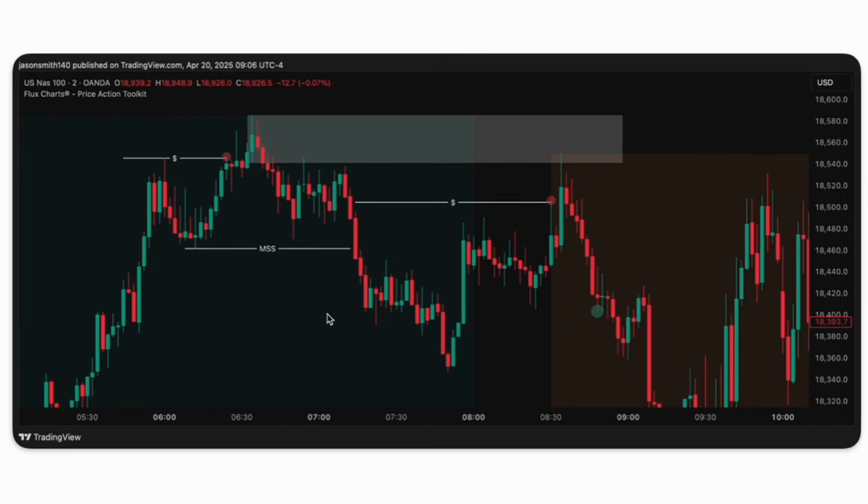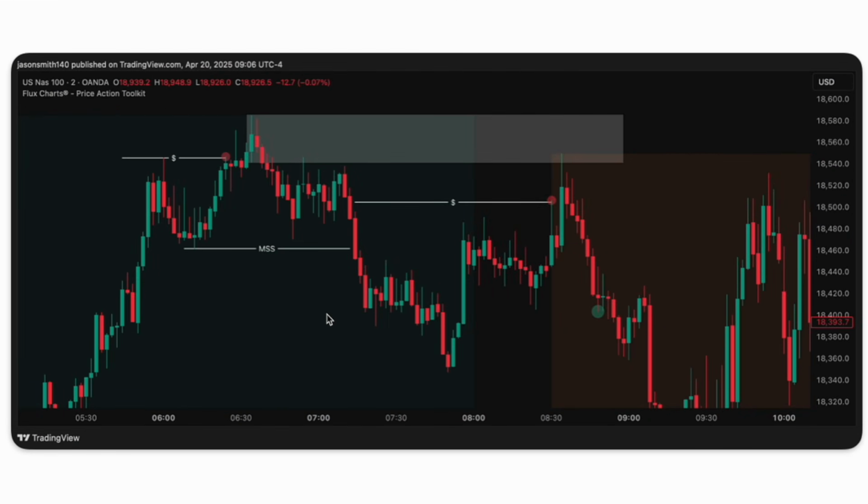So here are a few live chart examples. As you can see here, we were in an uptrend right over here. When we zoom in, you can see that circle right over there. That is the liquidity sweep, and this is what the Flux Charts Price Action Toolkit can give you by enabling the liquidity grab section.